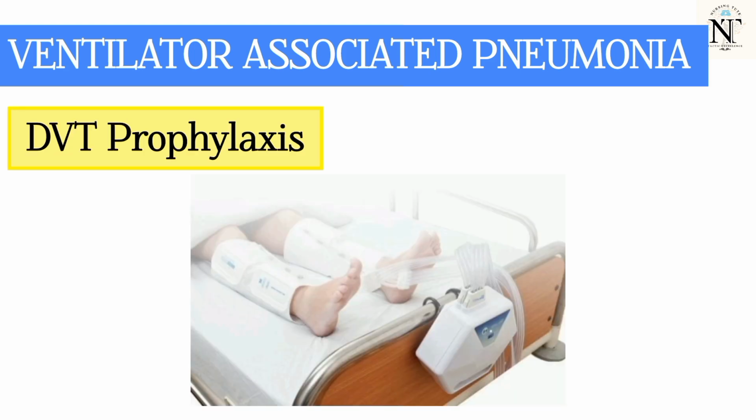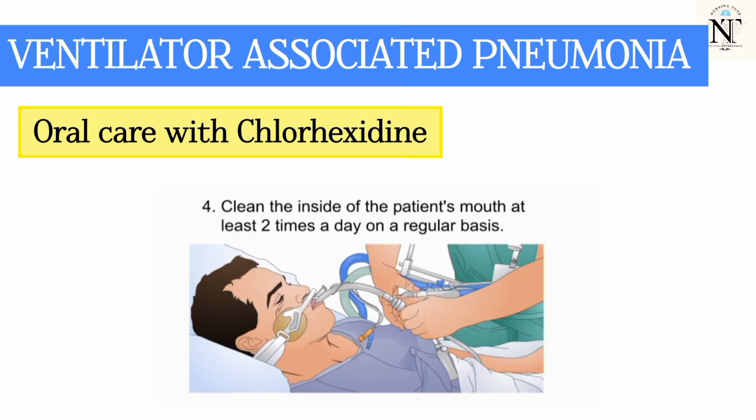Deep vein thrombosis prophylaxis. We all know that patients on mechanical ventilation are immobilized. This immobilization is one of the risk factors for getting DVT, right? So, in order to prevent this DVT, we have to administer DVT prophylaxis. And last one is oral care with chlorhexidine. Usually, patients on mechanical ventilation have increased risk for respiratory tract infection. In order to prevent the respiratory tract infection, we have to provide daily oral hygiene with chlorhexidine solution twice a day. Okay.